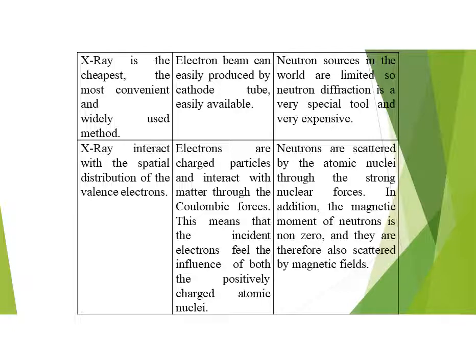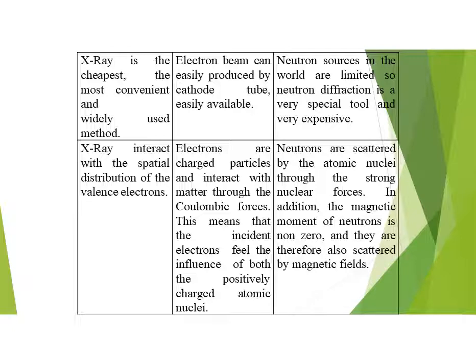More details of all these techniques are here. X-ray is the cheapest and the most convenient and widely used method. X-rays interact with the spatial distribution of valence electrons, but the electron diffraction beam can easily be produced by a cathode tube, which is easily available. This is the case in the electron diffraction technique. Electrons are charged particles and interact with matter through Coulombic forces. This means that the incident electron feels the influence of the positively charged atomic nuclei.